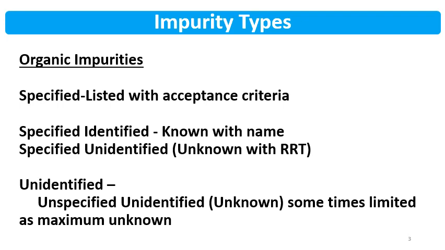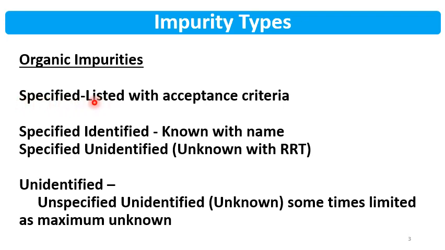Then organic impurities. These may be specified or unspecified. Then these may be identified and unidentified. So let's see the basic differences between these terminologies. Specified means listed with the acceptance criteria. Specified means you have given the acceptance criteria and these impurities are listed. Listed means you have made these impurities a part of the impurity profile list. That's why these are called specified impurities.